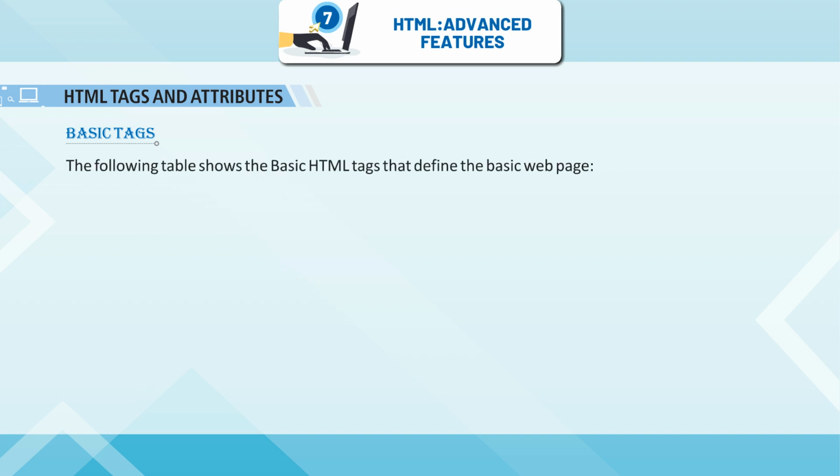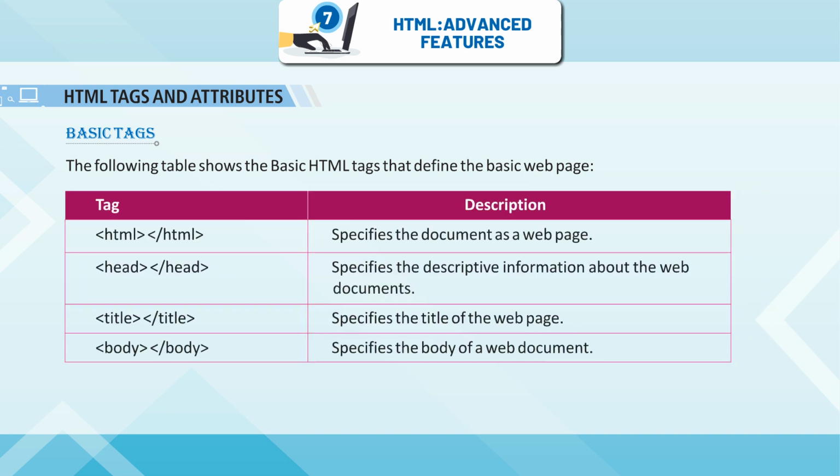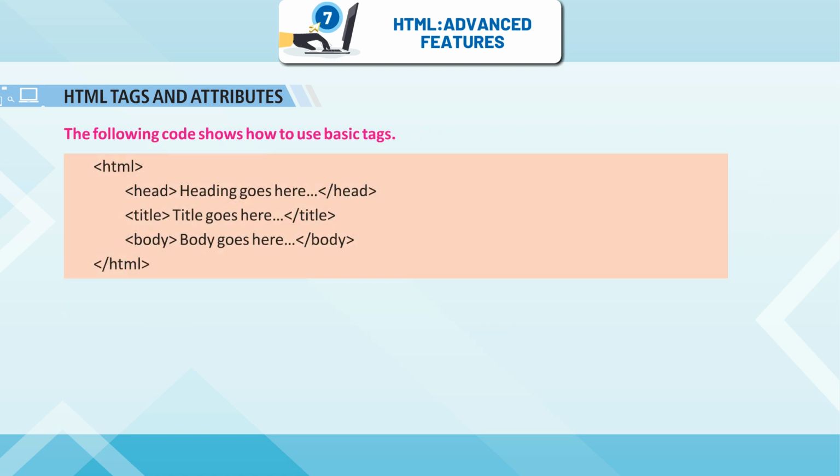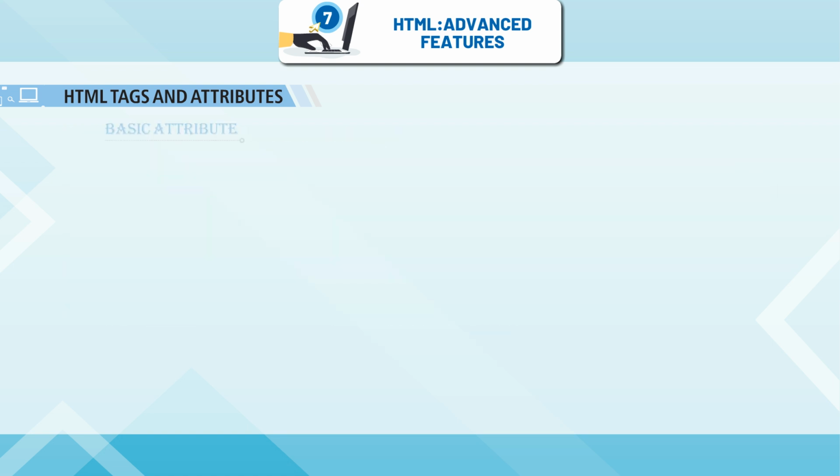Basic tags. The following table shows the basic HTML tags that define the basic web page. Tag description: open HTML tag, close HTML tag, specifies the document as a web page. Open head tag, close head tag, specifies the descriptive information about the web documents. Open title tag, close title tag, specifies the title of the web page. Open body tag, close body tag, specifies the body of a web document. The following code shows how to use basic tags.